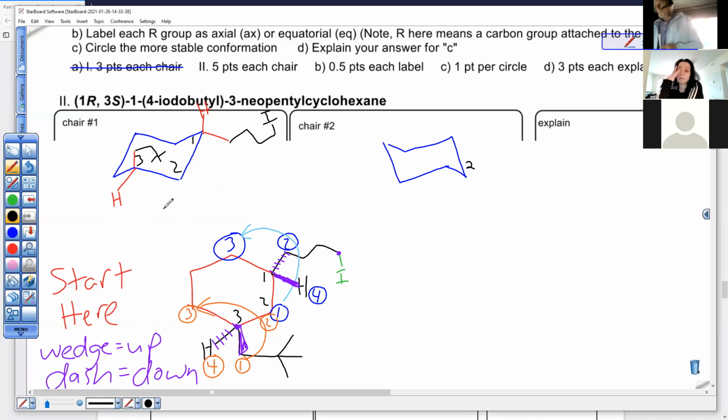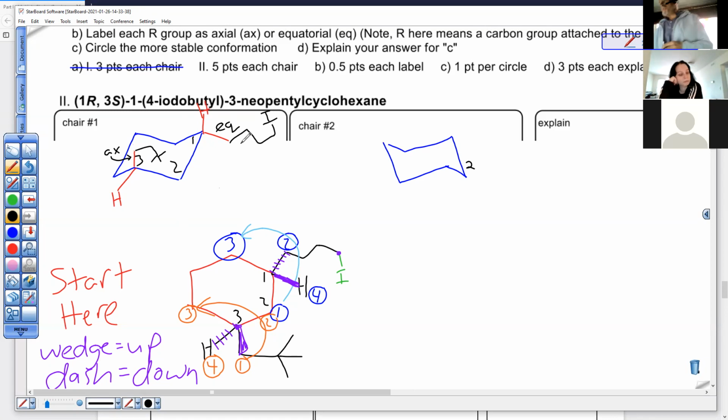And now we have 5 points. There's a lot of work for 5 points. I have to agree. The two groups that have carbon in them, tell me, is this axial or equatorial? The answer is equatorial. And the group here is axial up here. And that's good for another point.